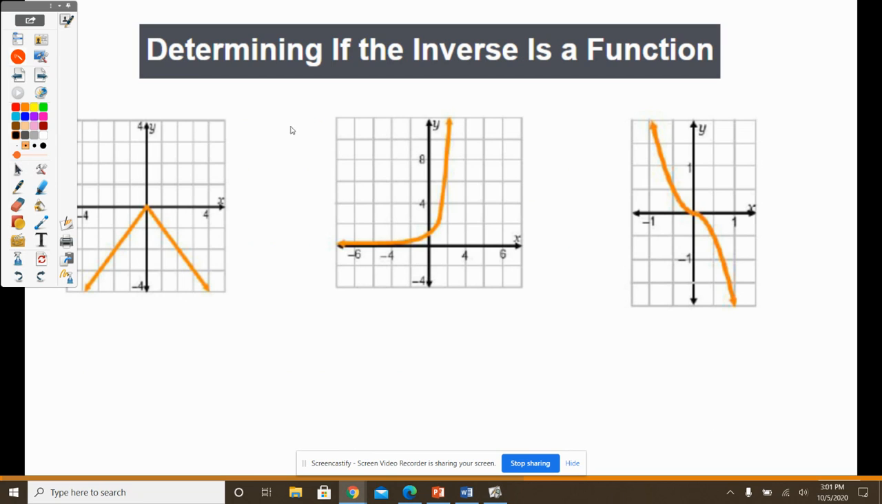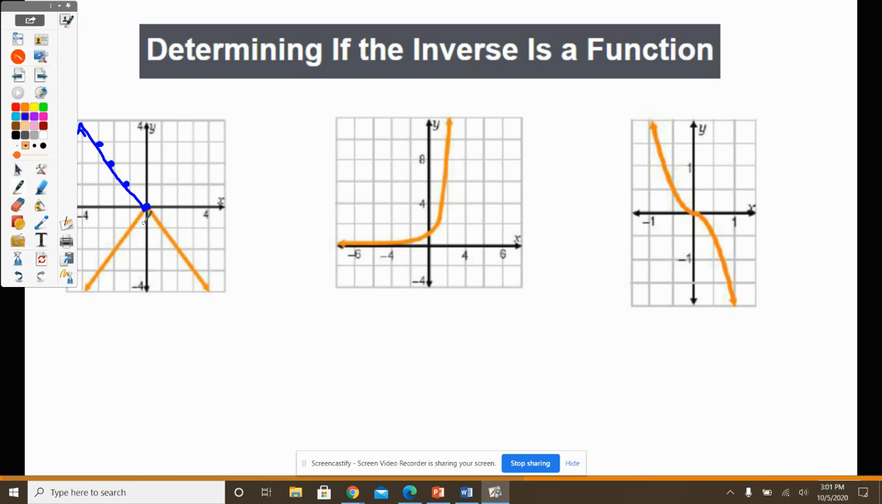So let's decide if the inverse would be a function or not. This guy is a function, but is its inverse a function? No, it's not. We can find the inverse still. We can graph it. Switch the ordered pairs. 0, 0. 1, negative 1 becomes negative 1, 1. 2, negative 2 becomes negative 2, 2. 3, negative 3 becomes negative 3, 3. Okay, so there's one piece.